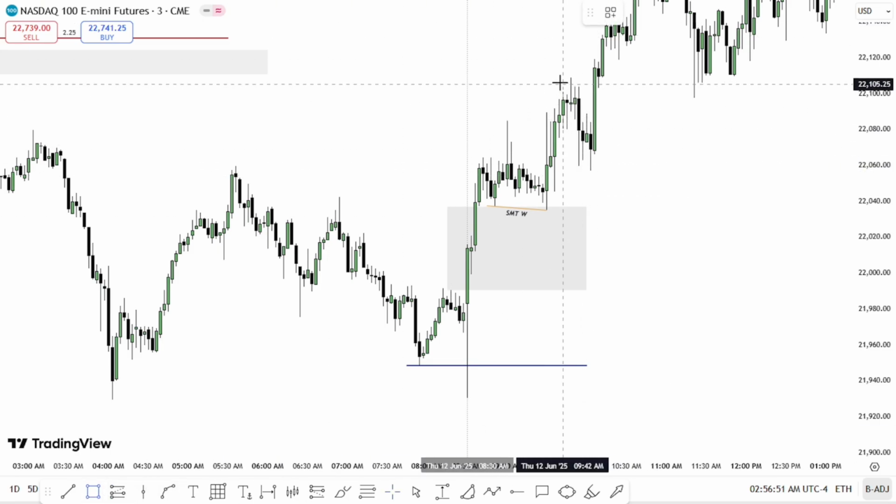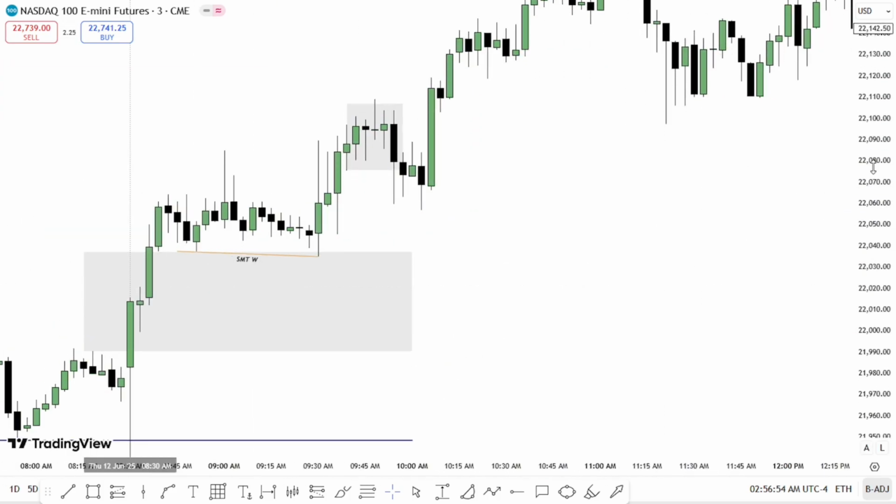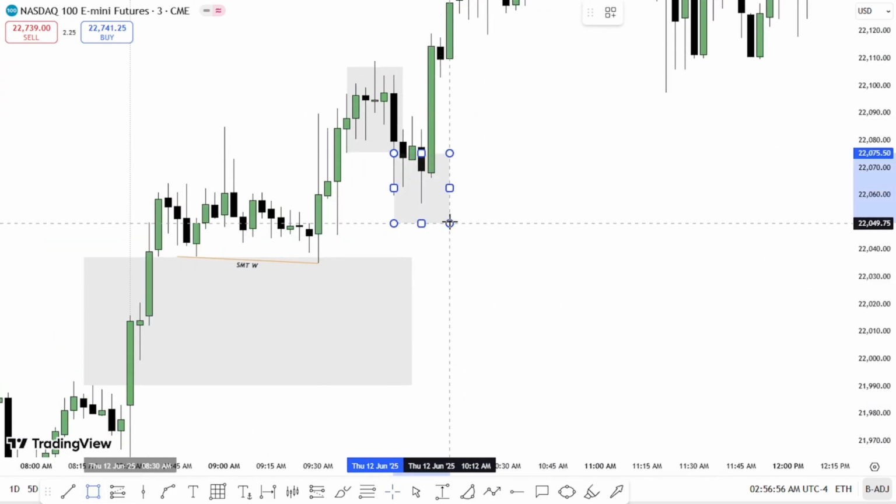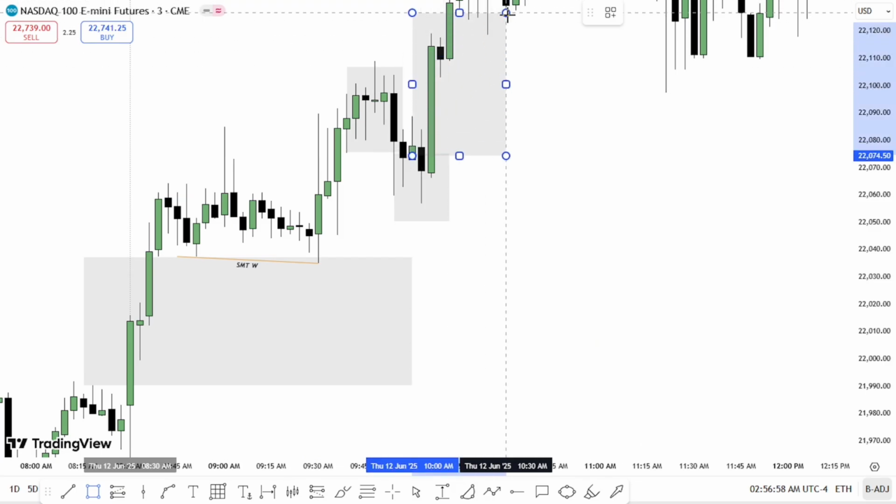There was a little consolidation here. So price never reverses from the consolidation, right? And there we have a manipulation, and there we have a distribution. So this is how you should be trading this.